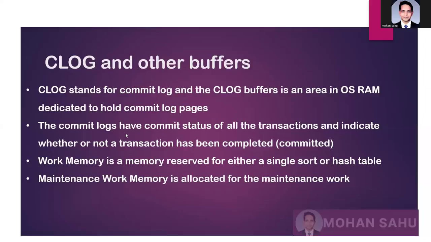Next we have the maintenance work memory, and this is allocated for the maintenance work. It basically defines the maximum amount of memory used by the maintenance operations. So what can be the maintenance operations? Those can be the vacuuming process, creating indexes, or maybe altering the table. The default value of this parameter is 64 MB. And if we increase the value of maintenance work memory, it will definitely speed up the maintenance operations.